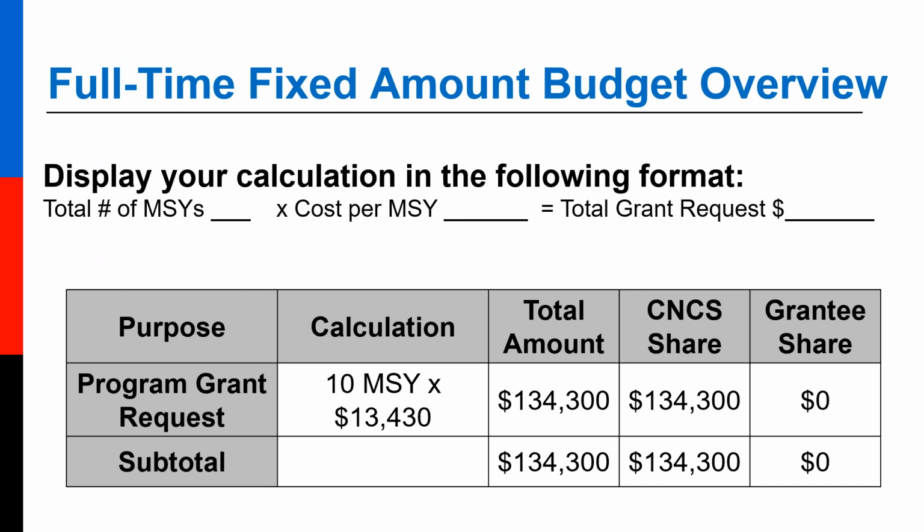So for fixed amount grants, in section 2 of the budget narrative, you would indicate the number of members requested to calculate the total number of MSYs. Then you would insert the amount of funding requested in section 2, CNCS share column, which should equal your total MSYs times the amount requested per MSY. So in this program, they're requesting 10 MSYs and they're only requesting $13,430 per MSY, for a total of $134,300 from CNCS.